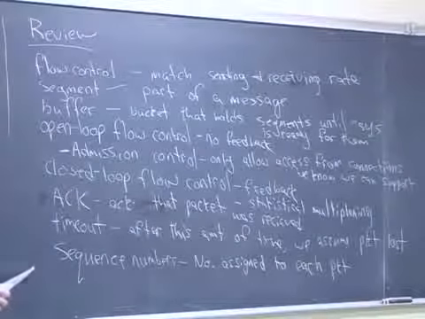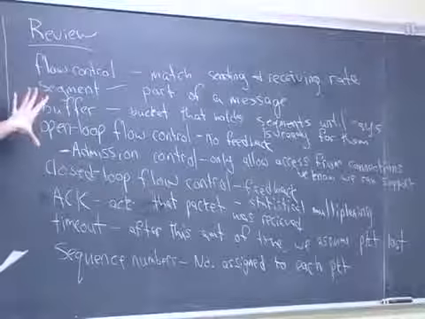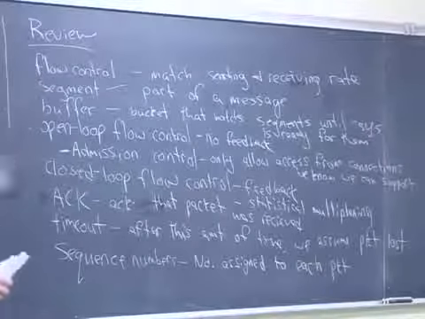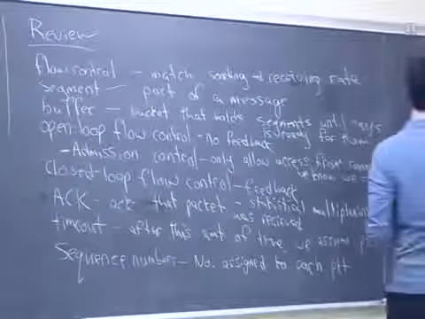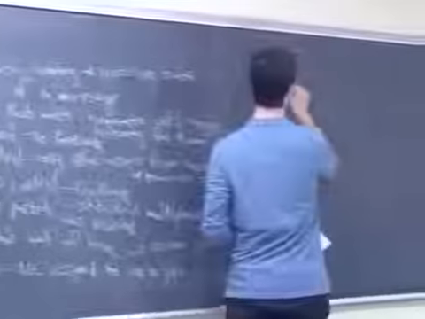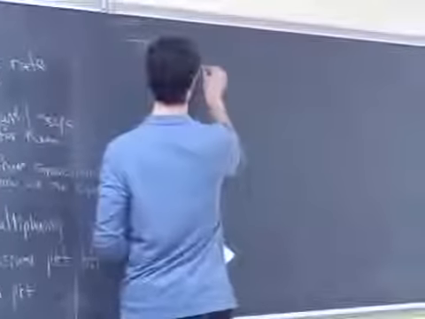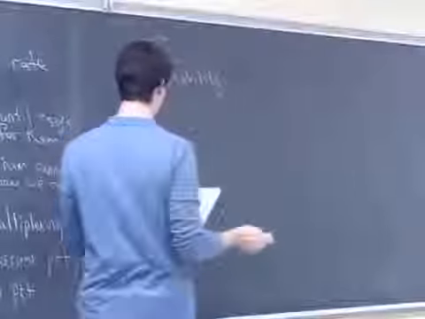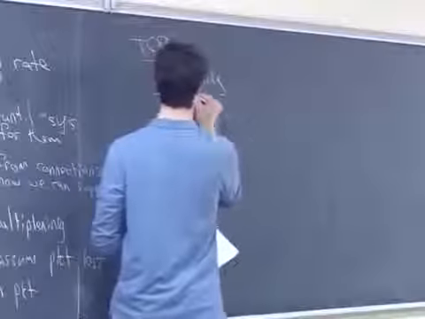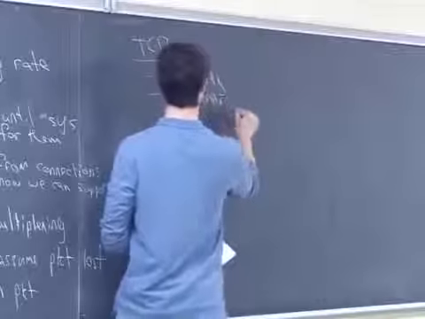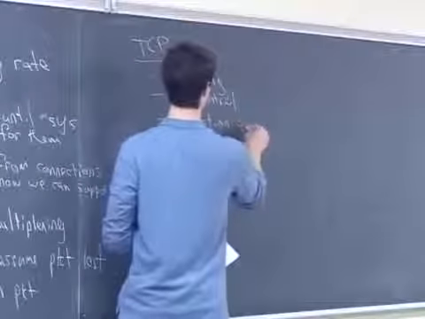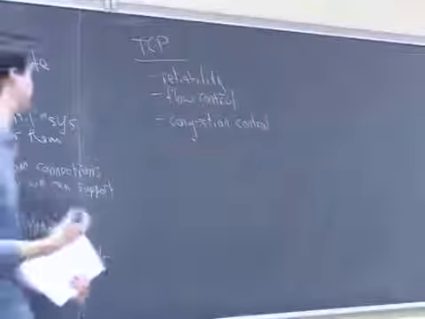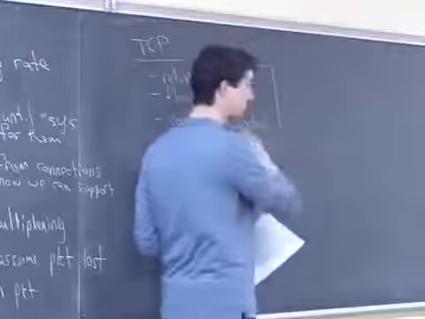Okay, so these are the basics of flow control. And now we're going to build on these to show you how TCP works. So like I mentioned, TCP provides reliability. It provides flow control and congestion control. Okay, now the cool thing about TCP is that it does all three of these things using the same mechanism.